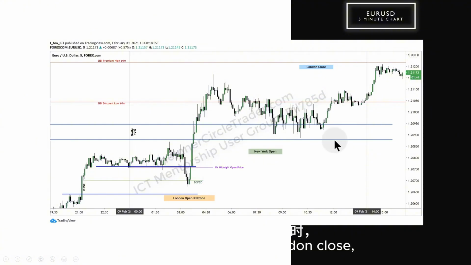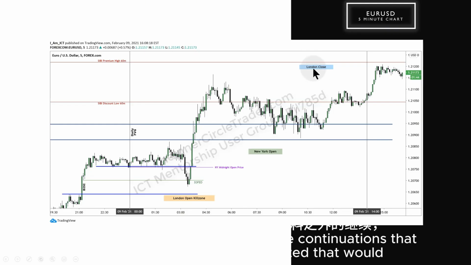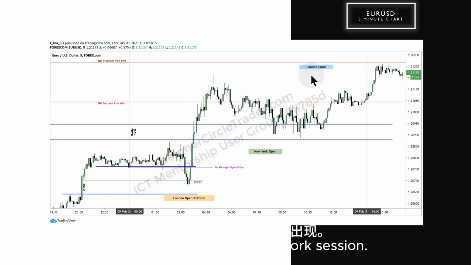Now, when we look at London close, when we have a longer term higher time frame bias that's directionally driven, in this case, lower dollar, higher euro, the London close kill zone can create continuations that would otherwise not be expected, that would normally be seen in a New York session. We see it go a little bit lower at the beginning of London close, but then we have an optimal trade entry here and it starts to rise. So it'll be interesting to see if we continue lower on dollar and higher on euro.